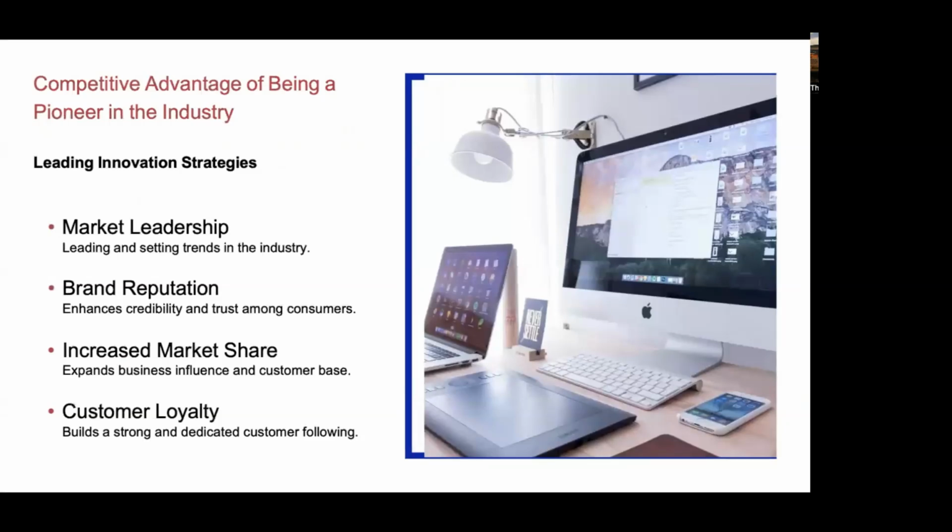Competitive advantage of being a pioneer in the industry, leading innovation strategies. Market leadership, leading and setting trends in the industry. Brand reputation, enhances credibility and trust among consumers. Increased market share, expands business influence and customer base. Customer loyalty, builds a strong and dedicated customer following.